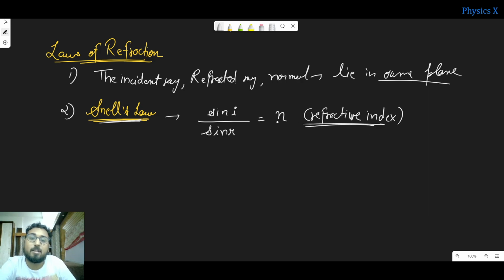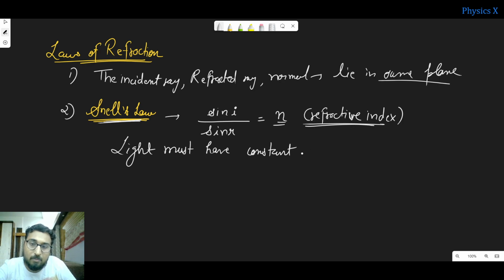Okay, this is what it tells. And the condition is that the light must be of the same wavelength. Light must have constant or same wavelength. That means a single color light. Whenever there is an incident ray and a refracted ray of a single color, then sin I by sin R is nothing but the refractive index.